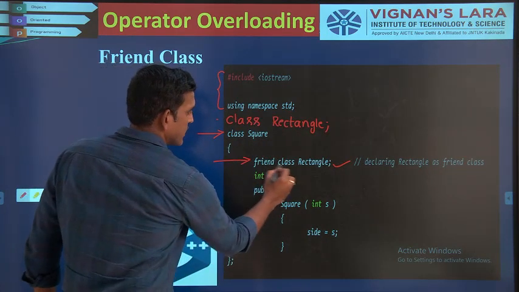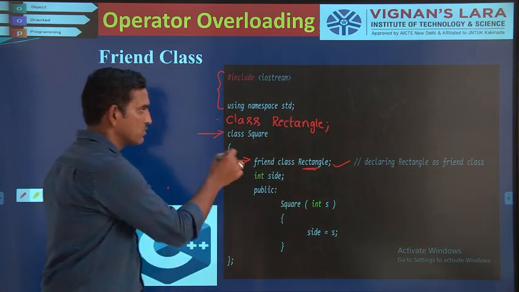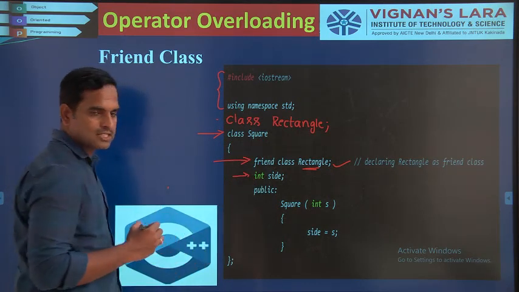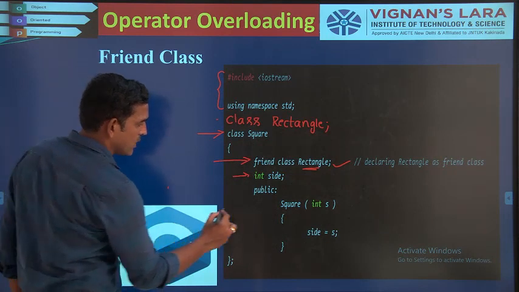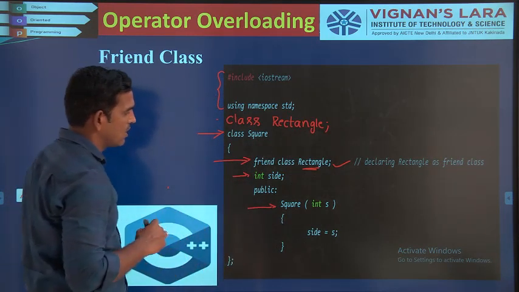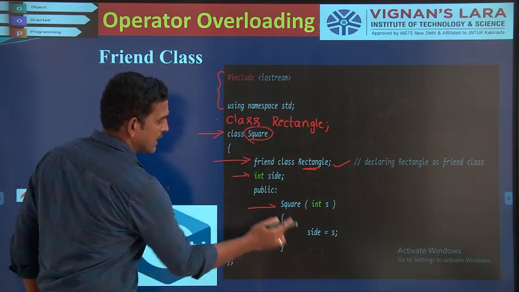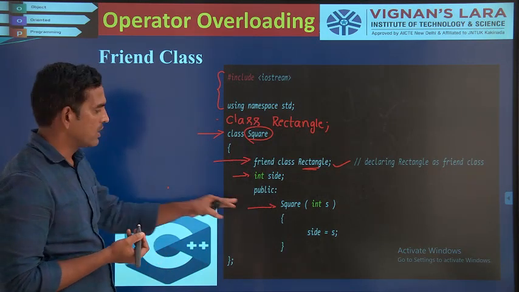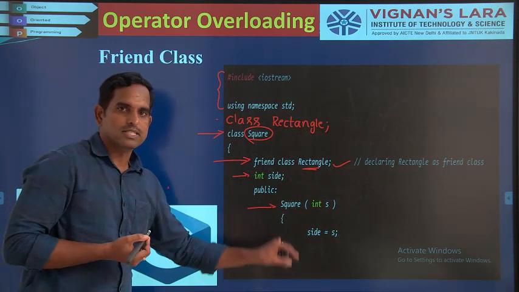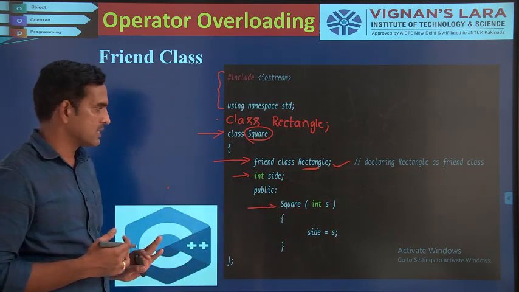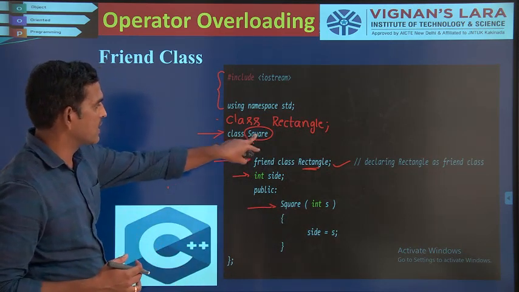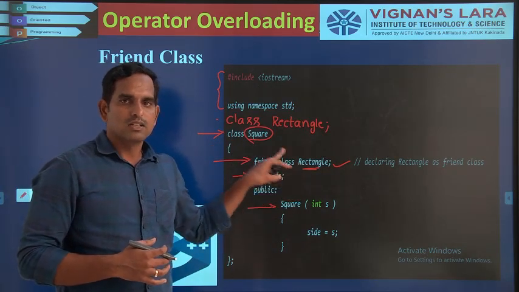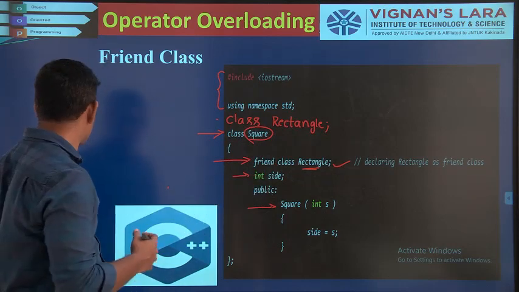So what you are doing, you are declaring your rectangle class as a friend class in square, and I have one variable, side, and we are taking one constructor for your square class and initializing your side to a particular value. Okay, you are going to initialize your side to some value by using your constructor. So I think you can understand, you have class square, and inside the class square I am making the rectangle class the friend class.